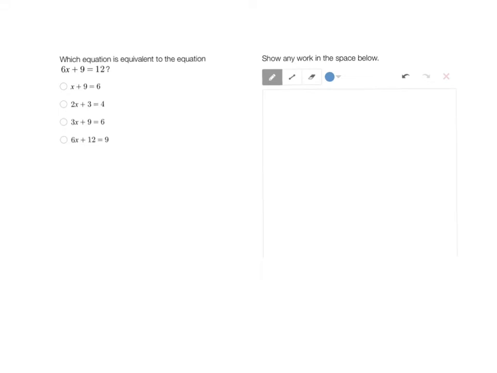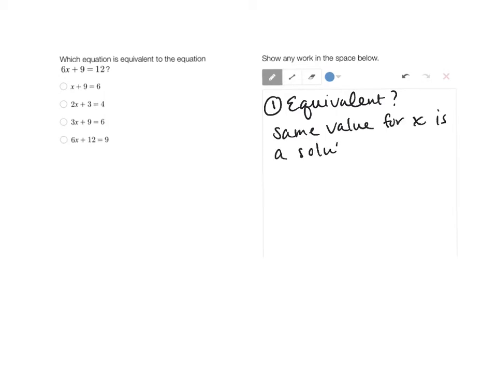For this equation, you're trying to figure out which of the equations in the choices is equal or equivalent to the original equation. So to get started, we need to think about what it means to be equivalent. Okay, equivalent means that the same value for x is a solution to both equations.